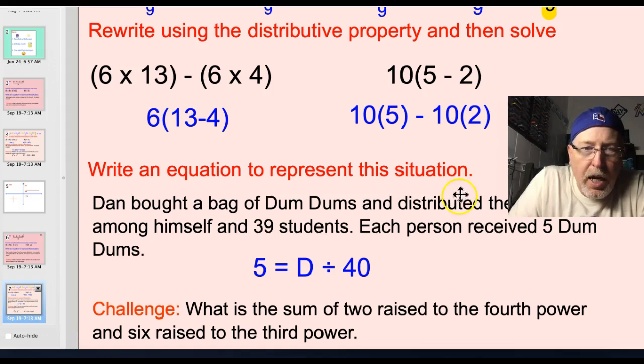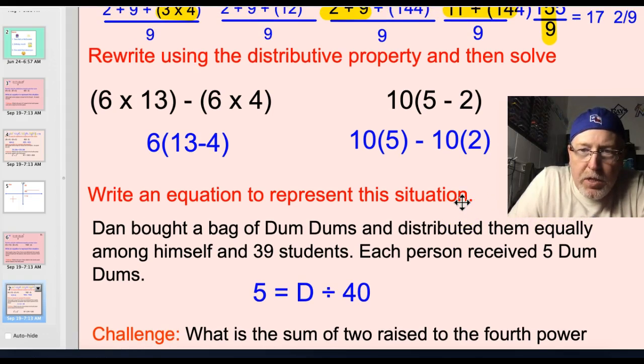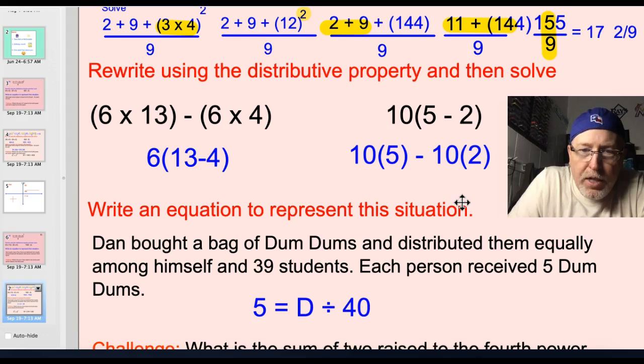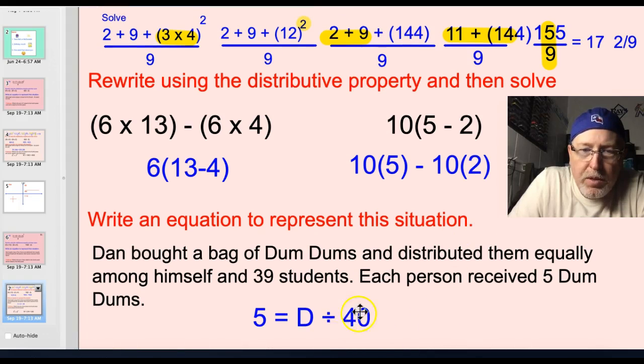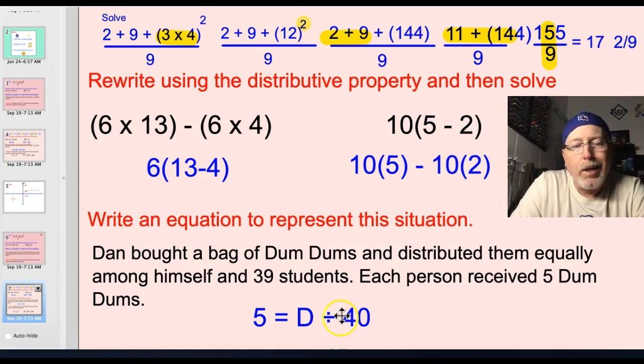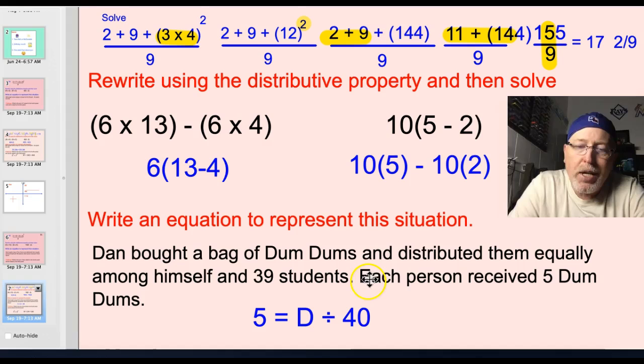Very good. Dan brought a bag of dum-dums and distributed them equally amongst himself and 39 students. Each person received 5 dum-dums. Well, here's the dum-dums. We're dividing it by 40 because it's myself and 39 students, and they each got 5. So 5 dum-dums equals the dum-dums divided by 40. I know I flipped that. I did that on purpose to show you. You can put d divided by 40 equals 5 or 5 equals d divided by 40. We've got to get used to working on both sides of the equal sign.